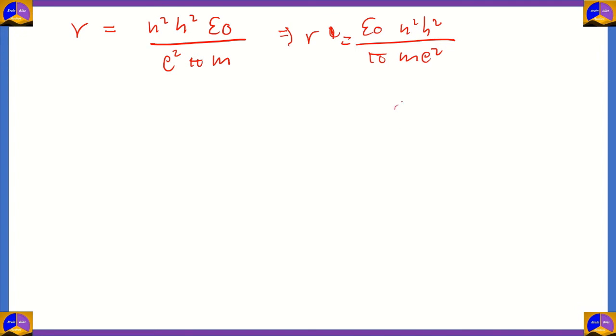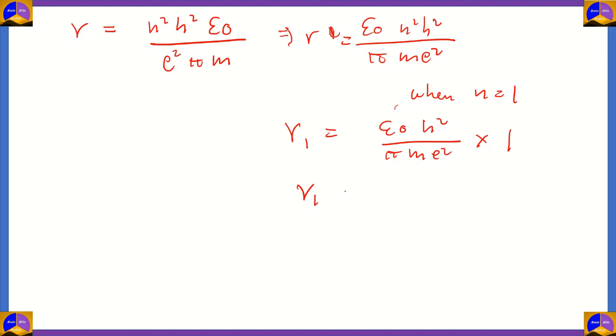Now, when n equals 1, that means when you are having to find out the radius of the first orbit, then r1 will be equal to epsilon naught h square divided by pi m e square times 1 square, which is 1. So experimentally, we found out that the value of r1 is 0.53 into 10 raised to minus 10 meters, or 0.53 angstroms. So this is the value of r1.